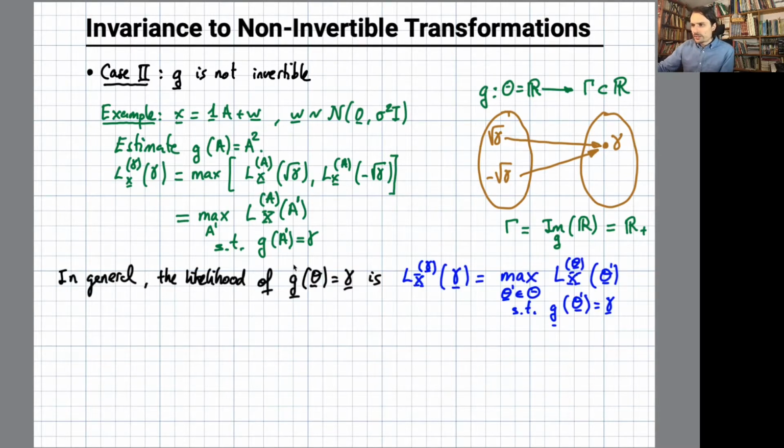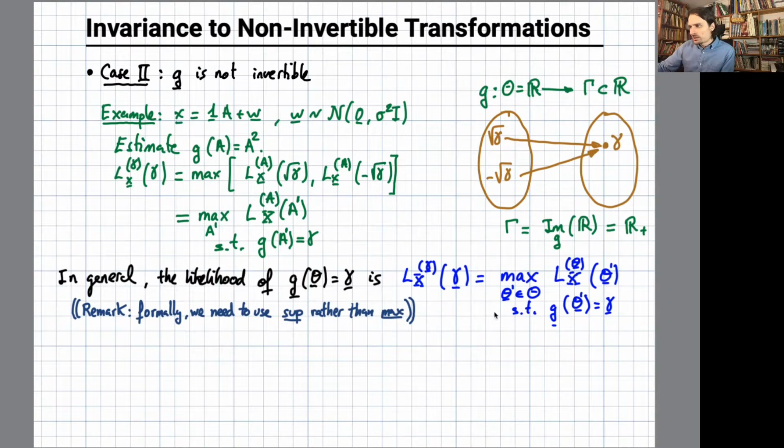So in general, so this was for this specific example. In general, the likelihood of a function g of theta can be expressed in this way, right? So the maximum over all theta primes that are mapped into the given value of gamma, okay?